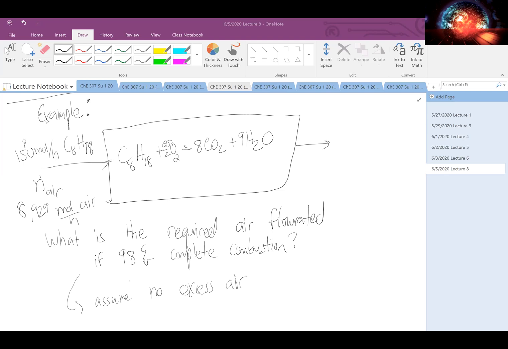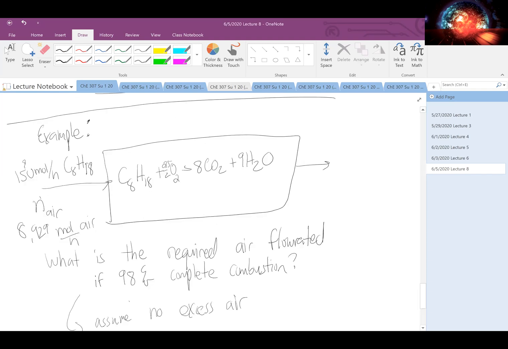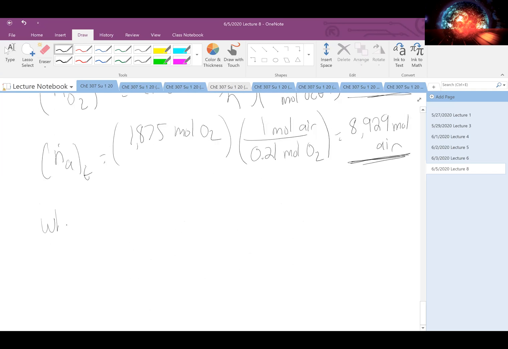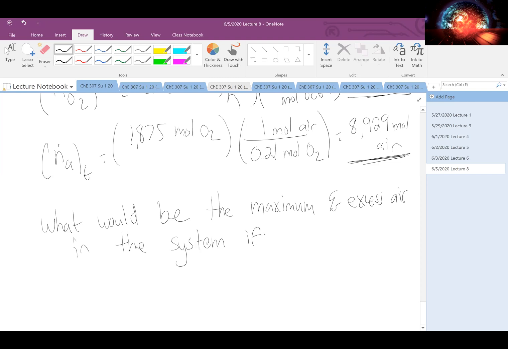So an interesting consideration is what would be the limits associated with the percent excess air, or I could ask it this way, what would be the maximum percent excess air in the system if my LFL was 1.4 mole percent fuel.